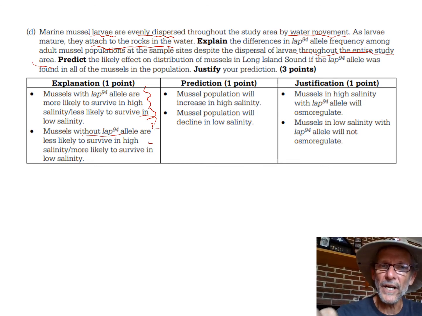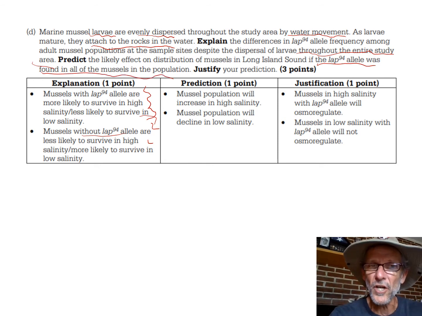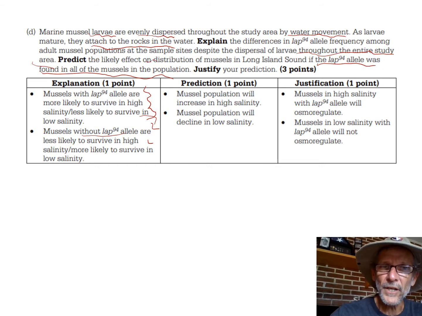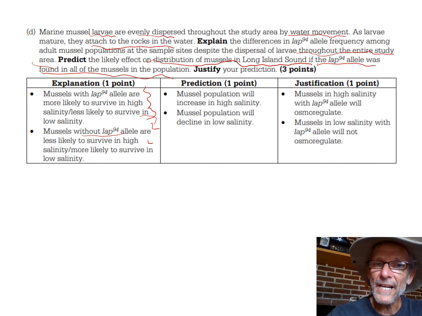So now they ask, okay, let's change some things up, right? Let's say that the lap allele was found in all of these mussels, not just in some. What would be the effect, do you predict, on the distribution of where you find these in Long Island Sound? Not in the ocean, but just in the Sound. The Sound, if you remember, had a part that was closer to the ocean, saltier therefore, and a part less close, less salty, right? So what would you think? Well, if they all have this ability to tolerate salty water, you'll find more of them in salty water. Or you'll find less of them in less salty water, right?